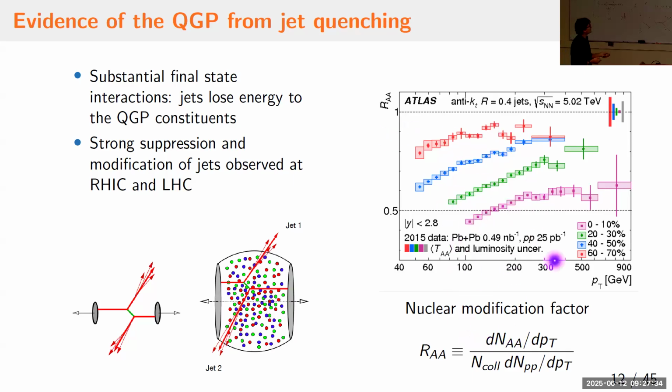Of course, this depends on the centrality. As you can see, you can go lower in pT for less central collisions, and the reason for that is because the background is smaller. In less central collisions you have less background, so the resolution is better and you can allow yourself to go to lower pT.